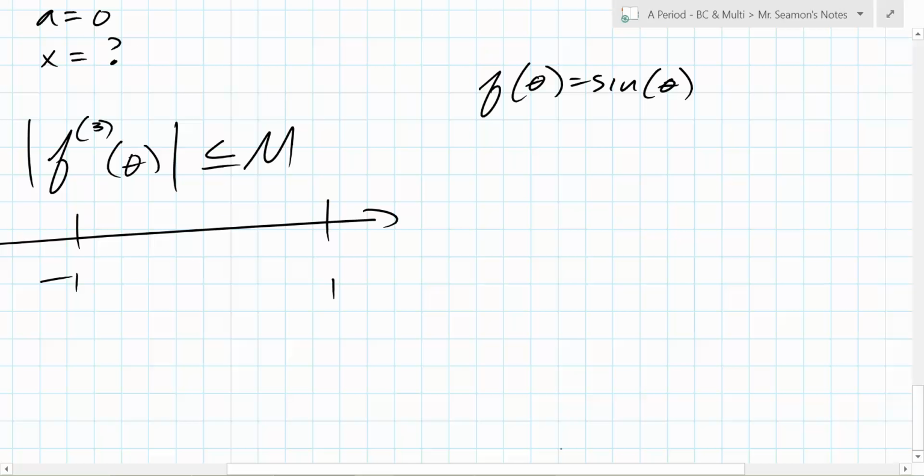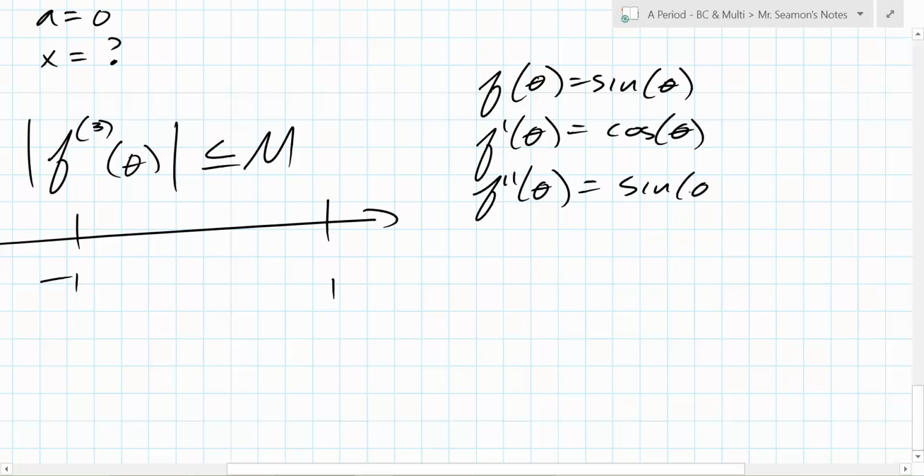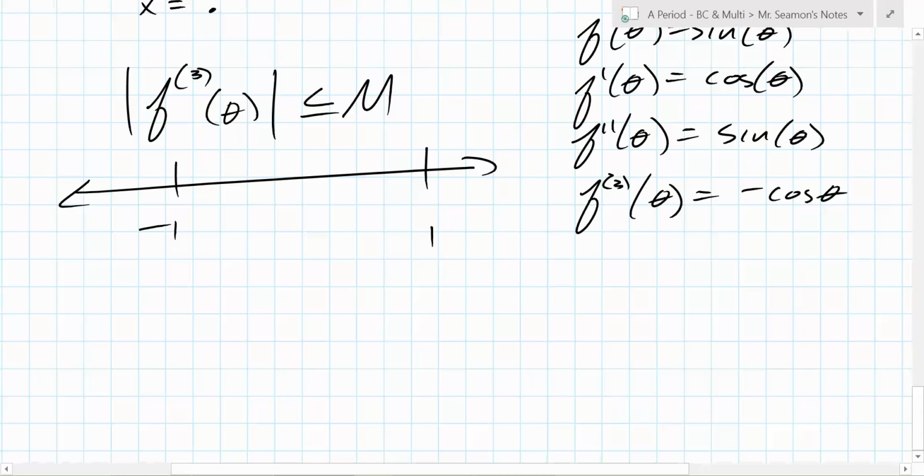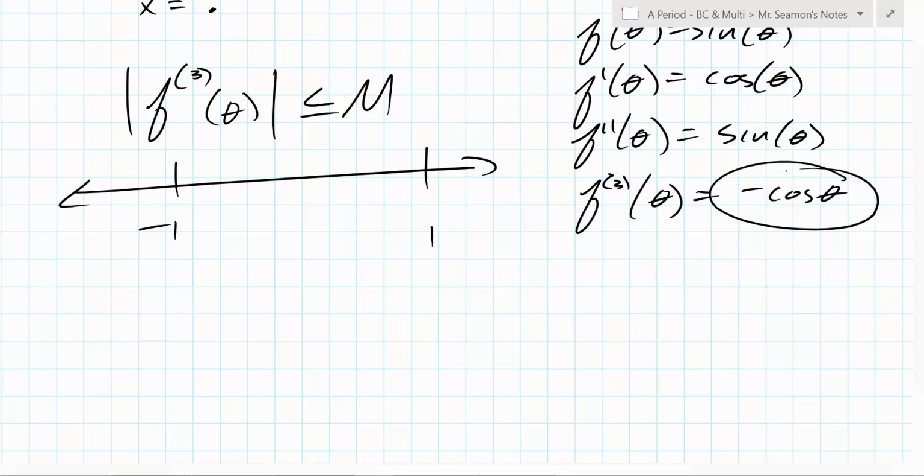F of theta is sine theta, so what's f prime? Cosine theta, so what's f double prime? Negative sine theta. And what's the third derivative here? Negative cosine theta. Correct. So if we want the absolute value of this to be greatest, this is the function. If we want the absolute value of that to be greatest, where does that occur? So we have the absolute value of negative cosine theta.